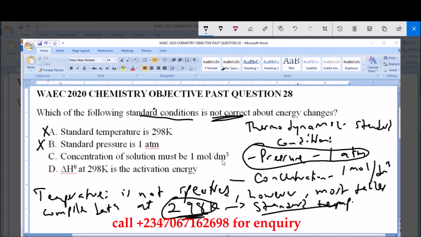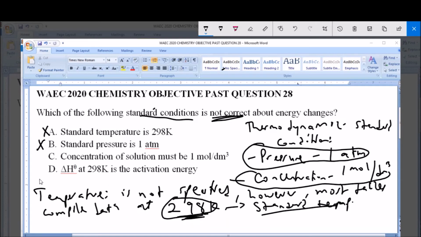Now, concentration of solution must be 1 mole per dm cube. Standard concentration we have also seen as 1 mole per dm cube, so this is correct as it relates to thermodynamics, and so it cannot be the answer to this question.